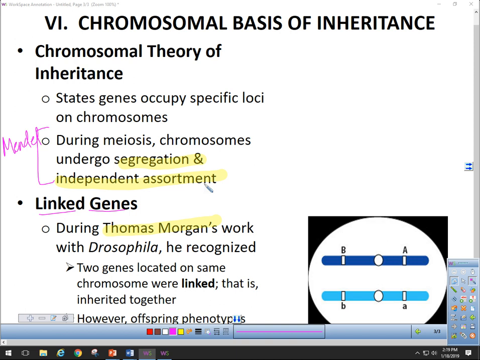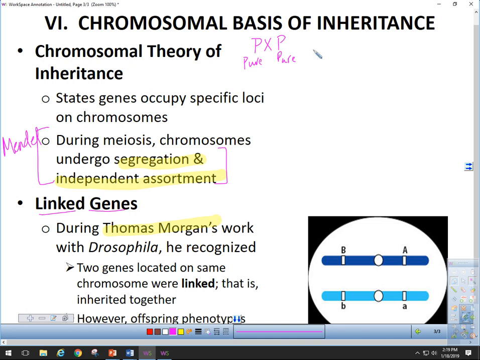So to get you to understand this, I'm going to go back to what should happen if it falls under independent assortment and the laws of segregation. To illustrate this, I'm going to start off with a purebred generation. Let's review a couple concepts. If I take a P generation times a P generation, a purebred times a purebred, this is the parental generation, I should get my F1 offspring.